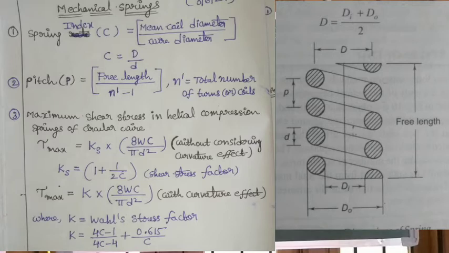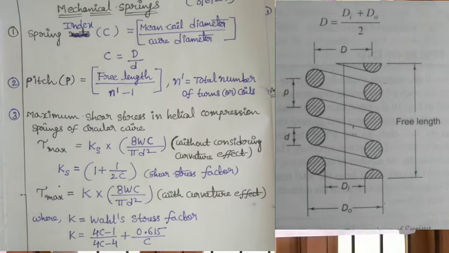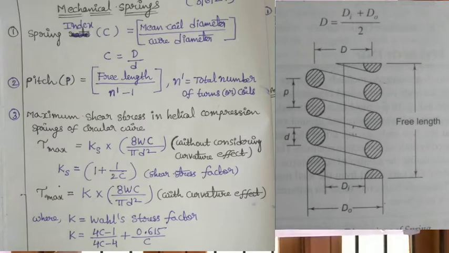So let us see the important formulas to solve mechanical springs. The first formula is spring index. Spring index C is equal to mean coil diameter by wire diameter. It is defined as the ratio of mean coil diameter to the wire diameter. Mean coil diameter is denoted by capital D, and D is equal to (di plus do) by 2, where di is the inner diameter of the coil and do is the outer diameter of the coil. So spring index C is equal to capital D by small d, where small d is the wire diameter.